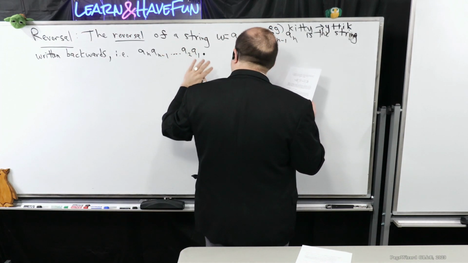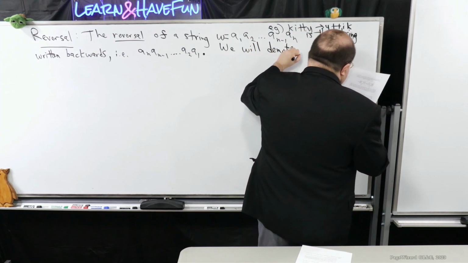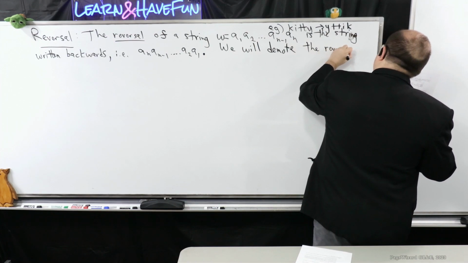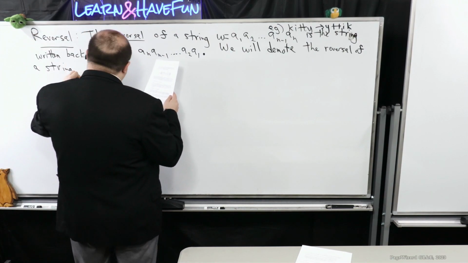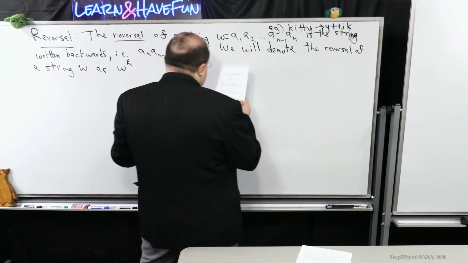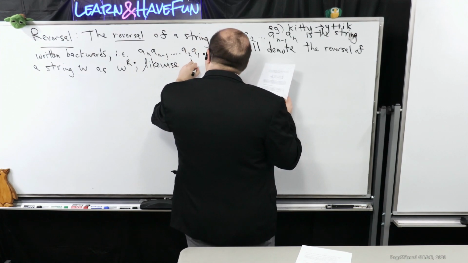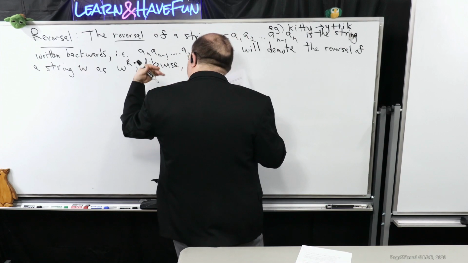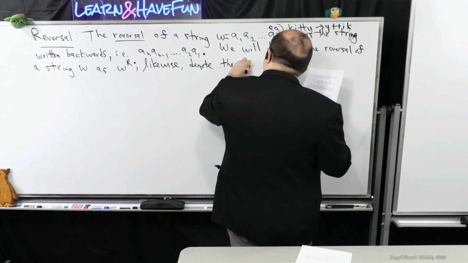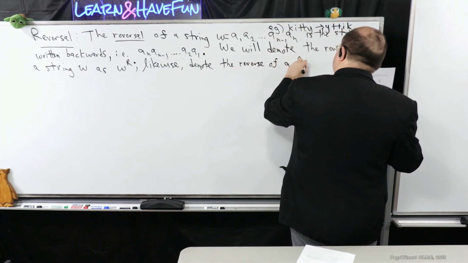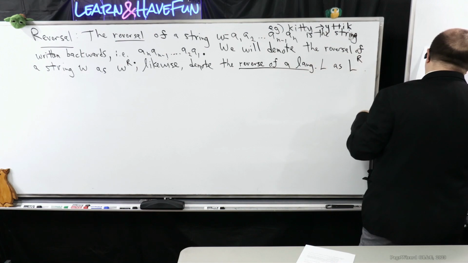So I'm going to denote this reversal like an operation of sorts. We will denote the reversal of a string W as W with a capital R in the exponent position. Likewise, if I have a language, I could go through each one of the strings and give the reversal of that string. I can talk about the reverse of a language. We denote the reverse of a language L as L with the capital R in the exponent.